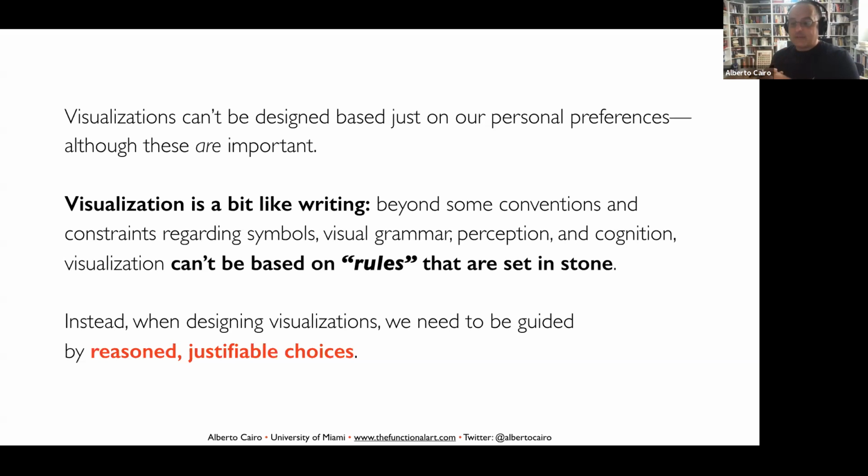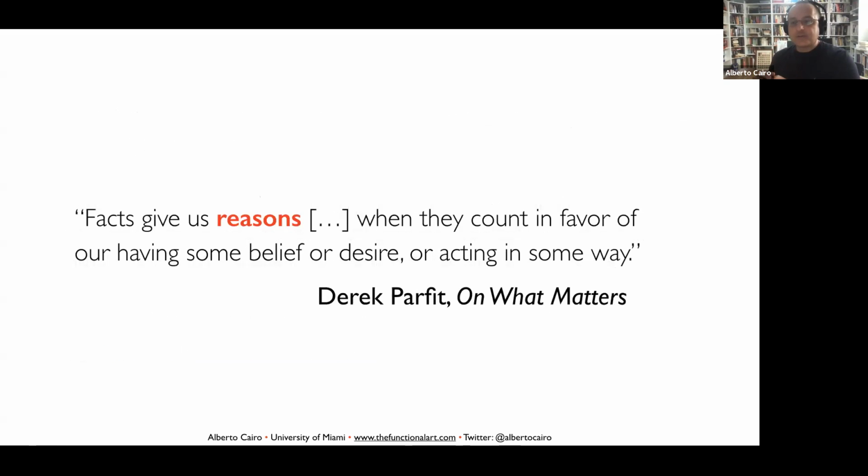Now, everything that I'm saying is related to the book that I'm planning to write in the future, which will probably touch upon the literature on ethics, the philosophy of ethics. People who write about moral philosophy talk a lot about reasons, giving yourself justified reasons to do something rather than something else. One of my favorite authors in the literature of moral reasoning is Derek Parfit, who has a wonderful book titled On What Matters, in which he defined reasons. He says facts give us reasons to do something when they count in favor of or against having some opinion, having some desire, or acting in one way or another. I think that this is the right way to teach how to make visualizations.